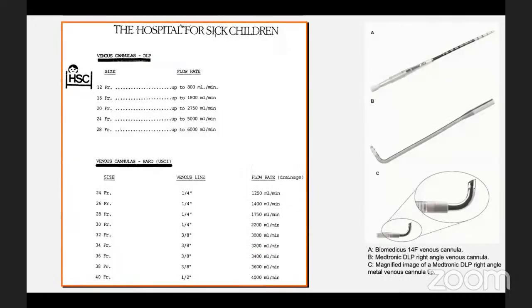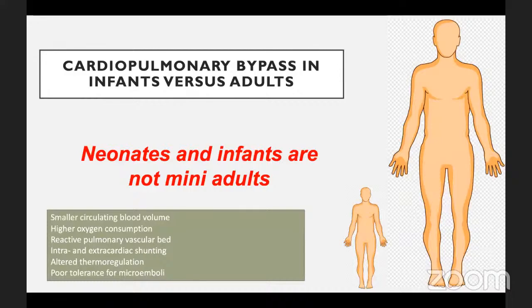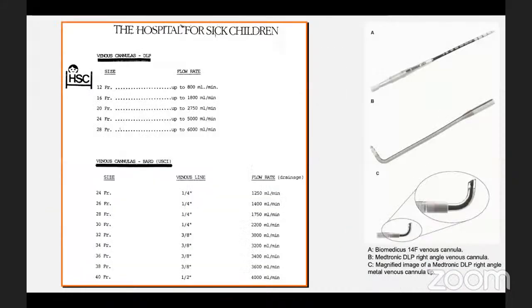Venous cannulas, nothing much. The right angle is what is mostly used for pediatric. The top one that you see is again a Biomedicus venous cannula. How you differentiate it from the aortic cannula is that the aortic cannula has only one hole at the end, while the venous cannula has one hole at the end and multiple holes up to that black area. And remember, it's made of polyurethane.